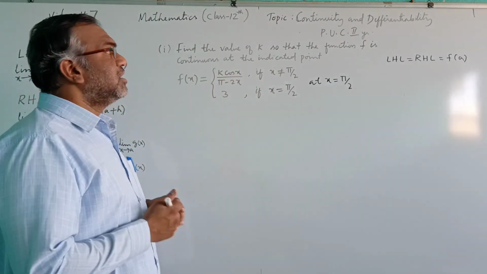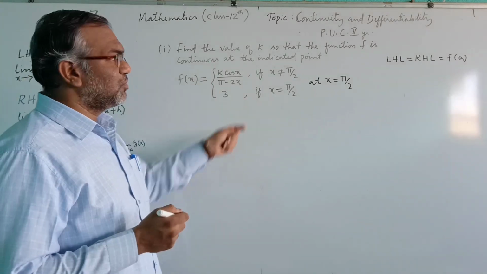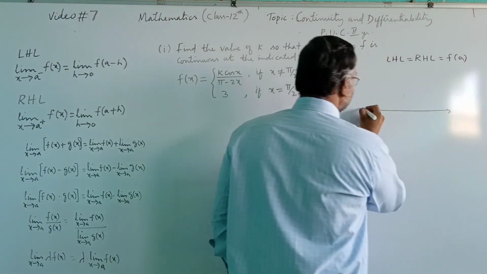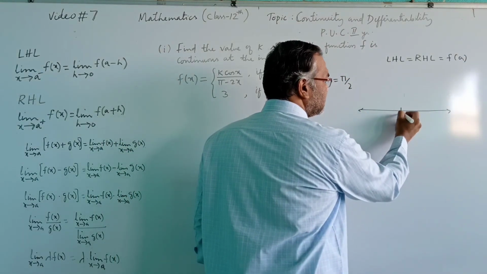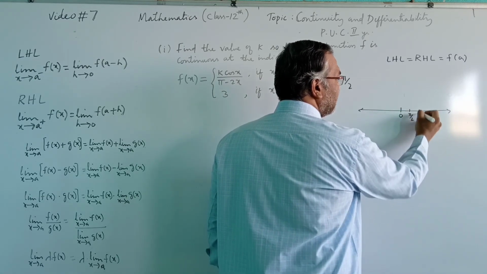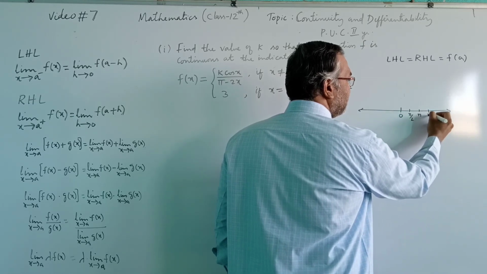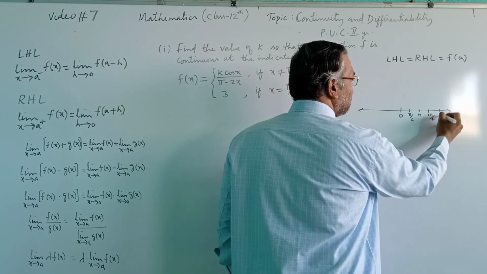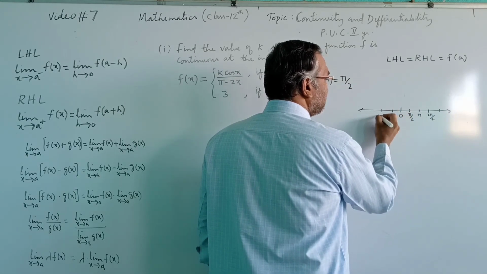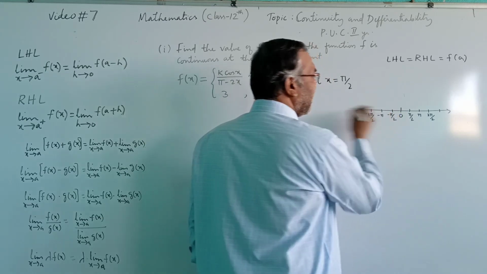Now we have to find the left hand limit and right hand limit. Let's understand this with the help of a line, a number line. Imagine this line like a number line. Here is 0. Then let's say pi by 2. Then pi. Then 3 pi by 2. And so on. Then here minus pi by 2, minus pi, then minus 3 pi by 2, and so on.